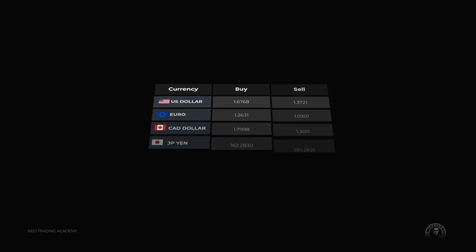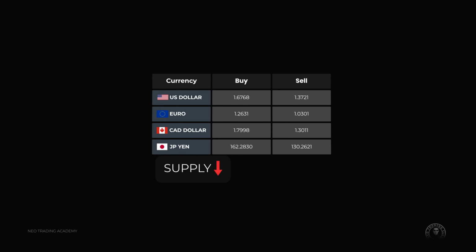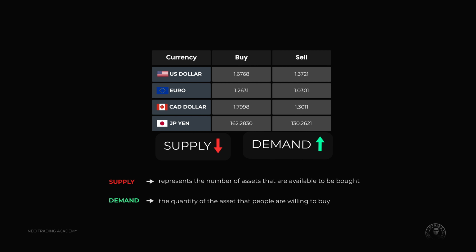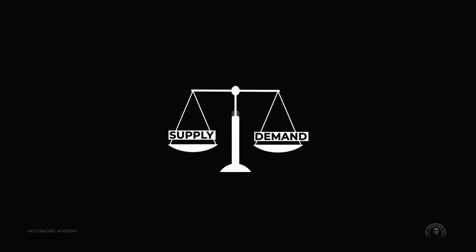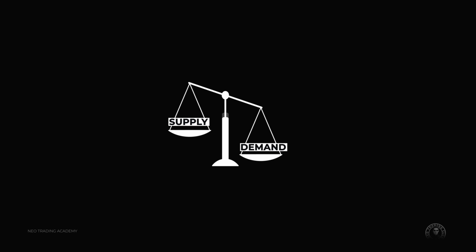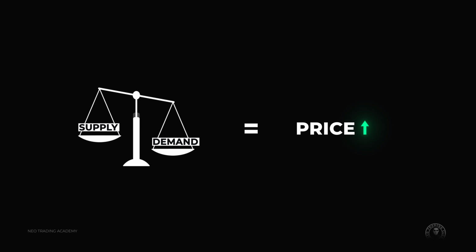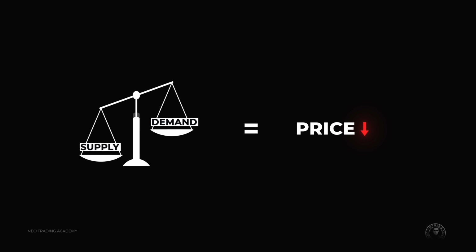The exchange rate for a currency is determined by the supply and demand of that particular currency in the Forex market. The supply represents the number of assets that are available to be bought, and the demand is the quantity of that asset that people are willing to buy. When there's a greater demand for a particular currency than the supply, its price will increase as buyers outbid each other. On the contrary, when there's more supply than demand, the price decreases.